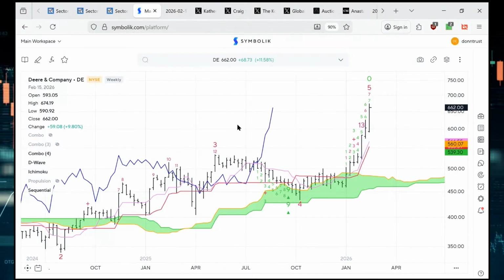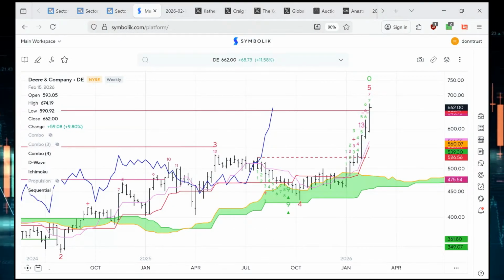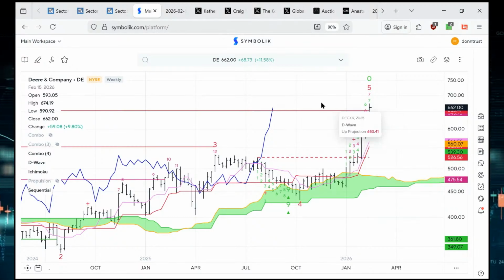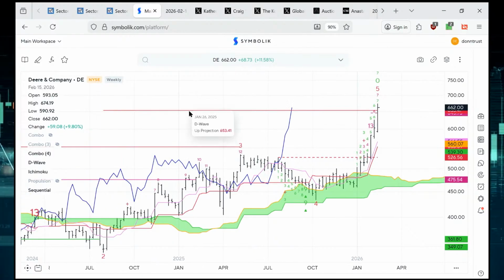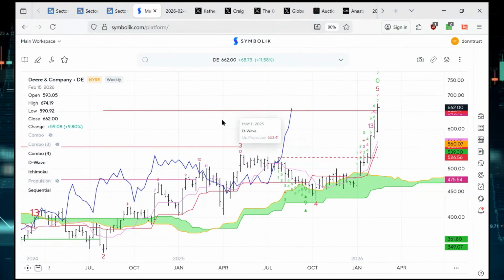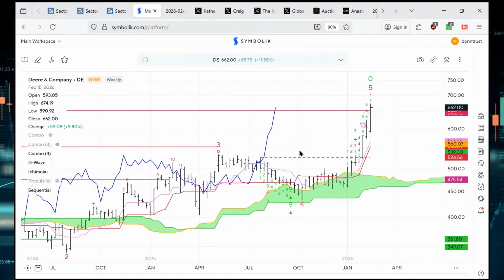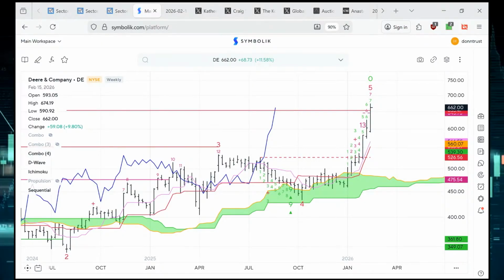Deere. Yesterday I talked about Deere. Deere had earnings and it's up. It was up like 13% at one point, and it closed the day up 11.58%. We hit our target of 653 for the DeMark indicator. We're at a 7 count, so my guess is that we'll take a break, and I'm going to add this to our boomer portfolio.